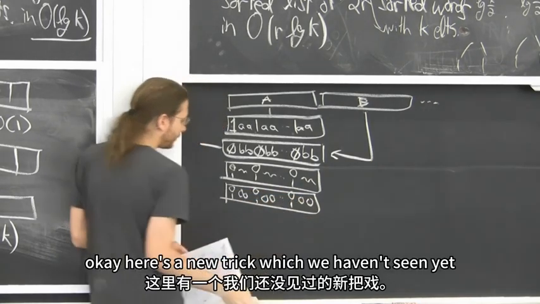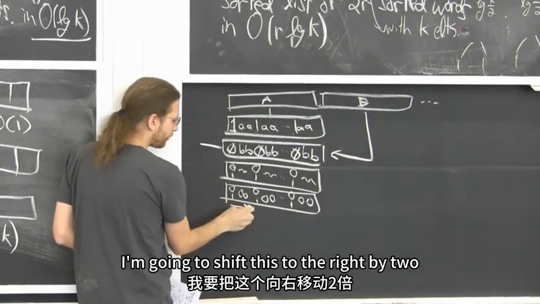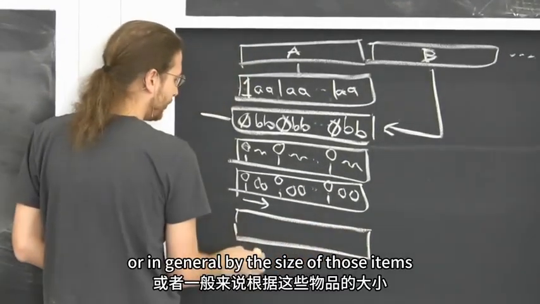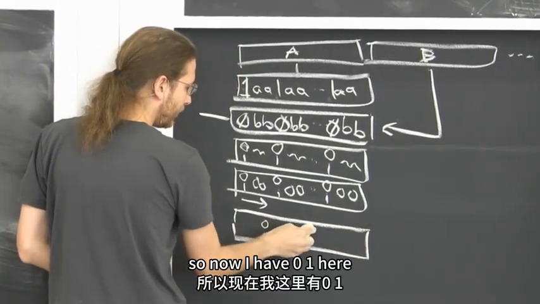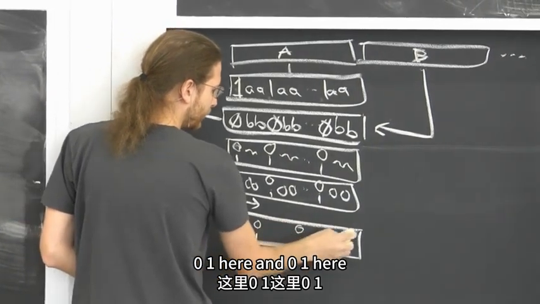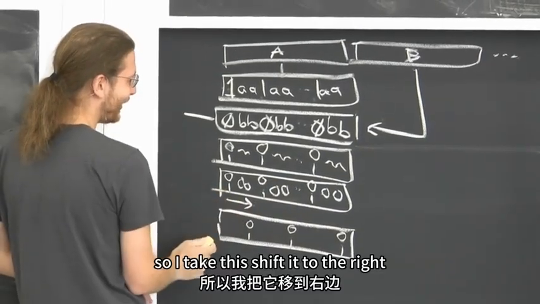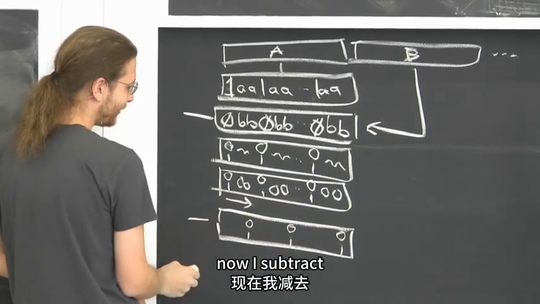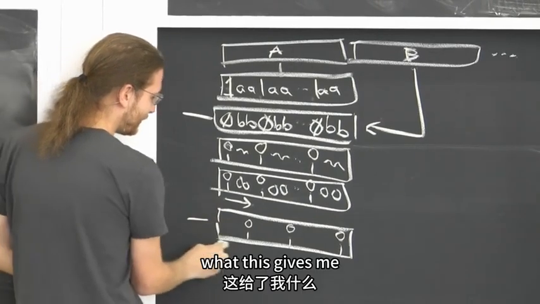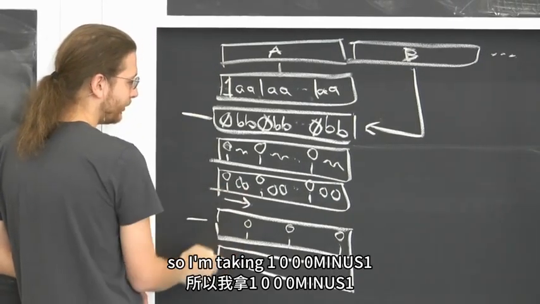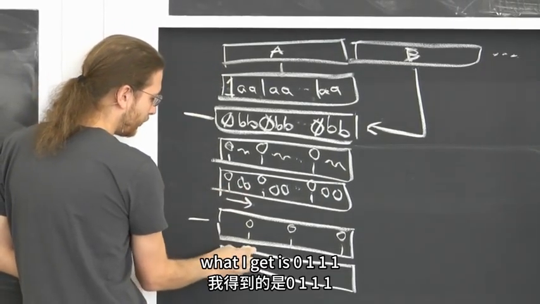Okay, here's a new trick which we haven't seen yet. I'm going to shift this to the right by 2, or in general by the size of those items. So now I have 0, 1 here, 0, 1 here, and 0, 1 here. Each of these bits might be different. So I take this, shift it to the right. Now I subtract. What this gives me, so I'm taking 1, 0, 0, 0, minus 1. What I get is 0, 1, 1, 1.